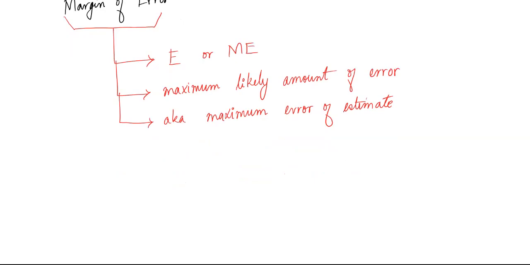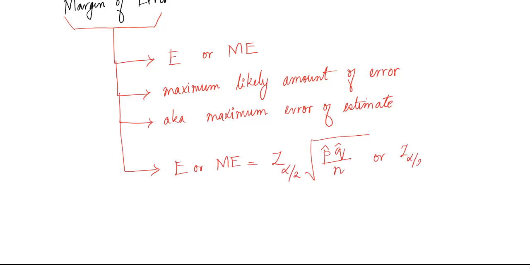There's a formula for this. Okay. So E, or ME, is given to be z alpha over 2 times the square root of p hat q hat divided by n. Okay. And if they used prime, then it'll be p prime q prime. So I'll write that also.